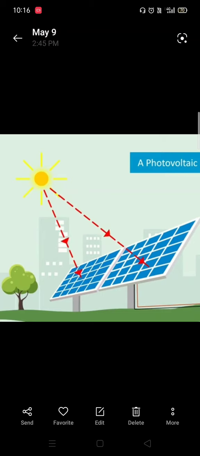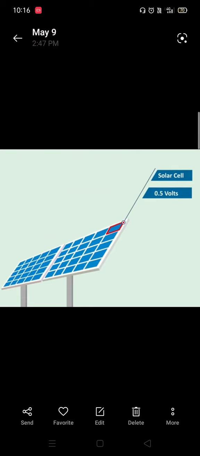A photovoltaic or PV system is used to convert solar or light energy into electrical energy. The basic component of a PV system is the solar cell. Each solar cell can produce 0.5 volts of electricity.